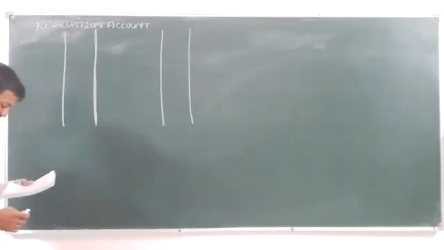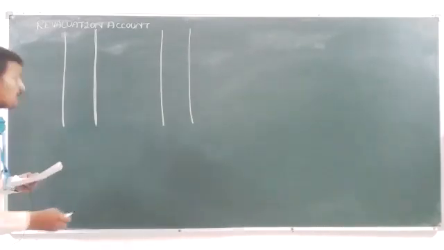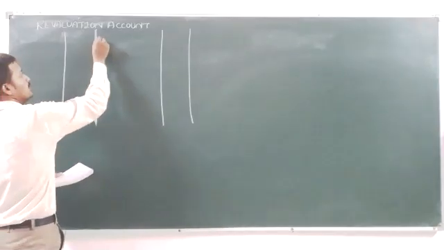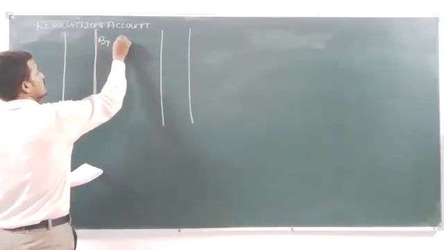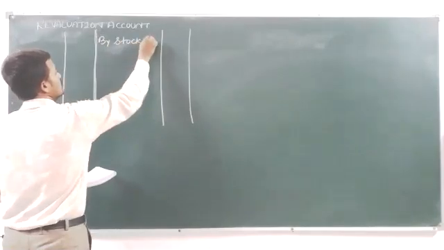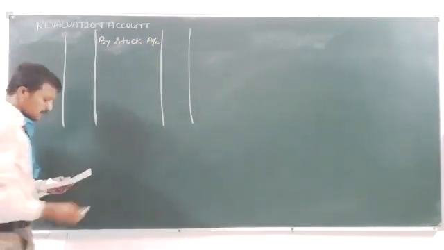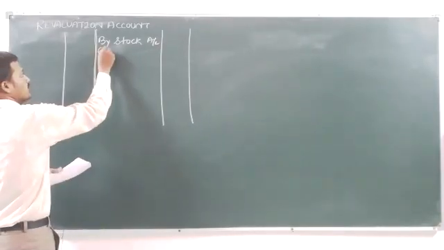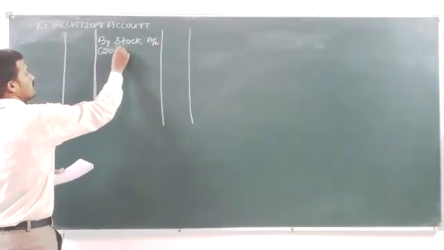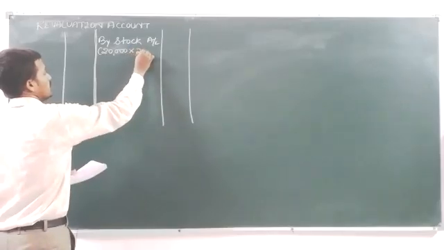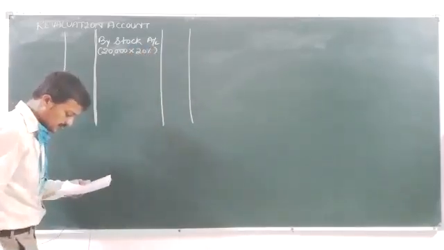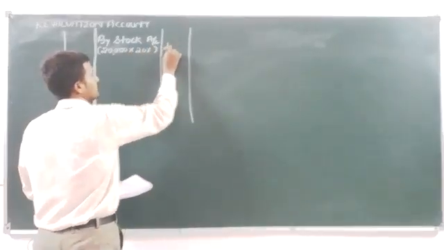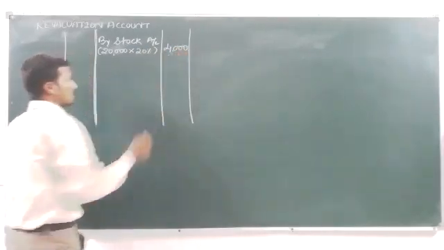First, by stock account. The value of the stock was 20,000. It needs to be increased by 20%, which means it is 4,000.